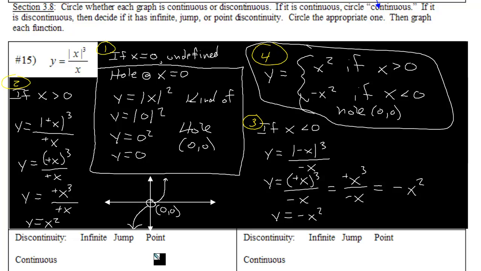Kind of looks like y equals x cubed, but it's going to be a little bit fatter, if you will. It's going to be shrunk vertically compared to that. So is this graph continuous? No, it's discontinuous. What type? Point discontinuity.